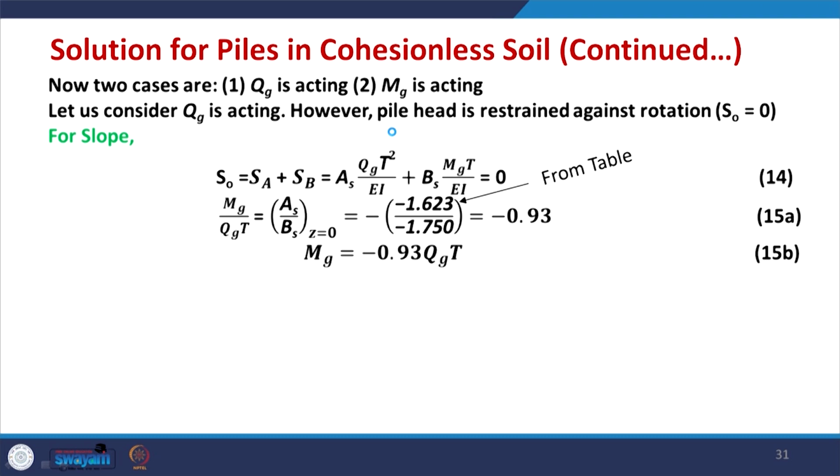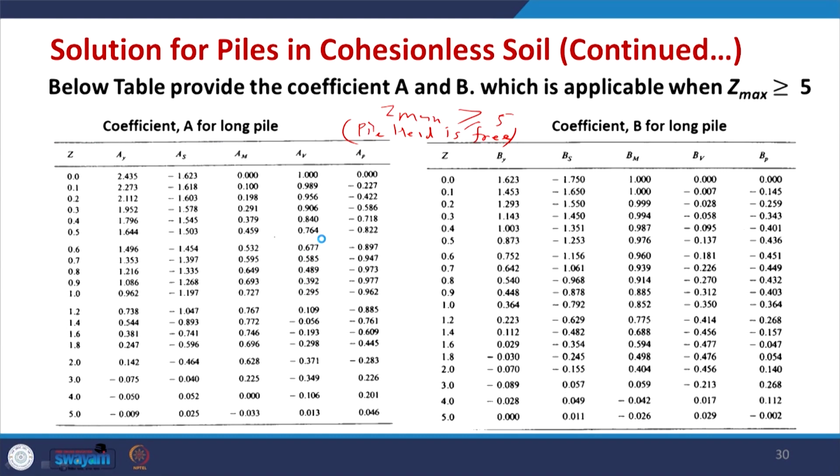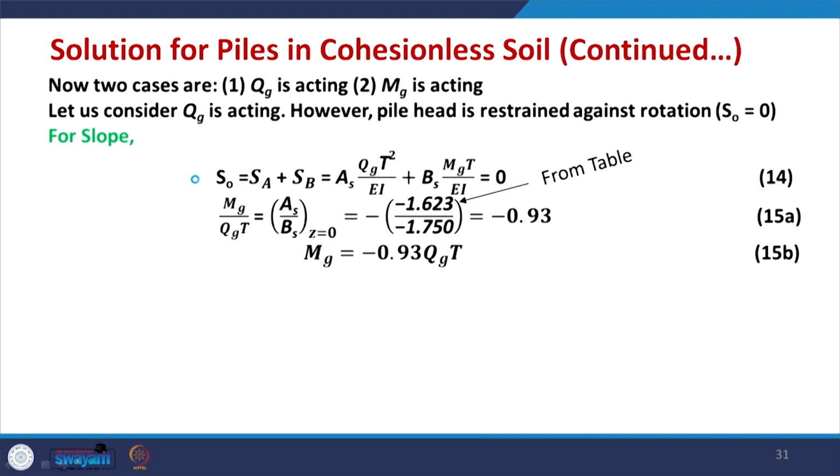The slope S equal to 0, where S equals SA plus SB, given by this relation. Putting this in the equation and solving, Mg by QgT is nothing but As and Bs at z equal to 0. From the tables, I put the values of As and Bs for z equal to 0: for As you have minus 1.623, and for Bs you have 1.750. So finally you end up with minus 0.93. So, the value of Mg equals minus 0.93 QgT.